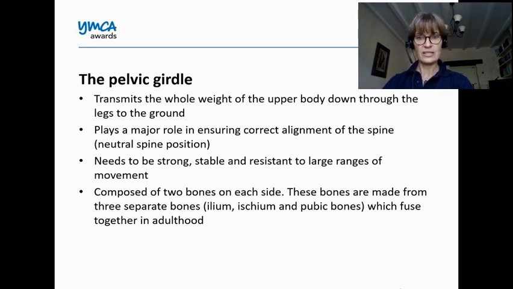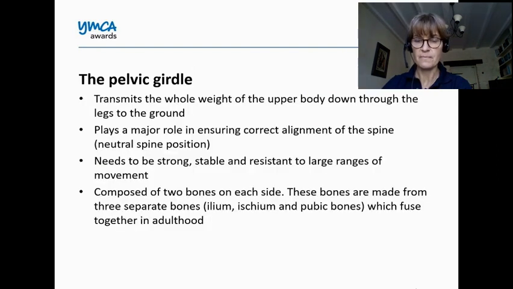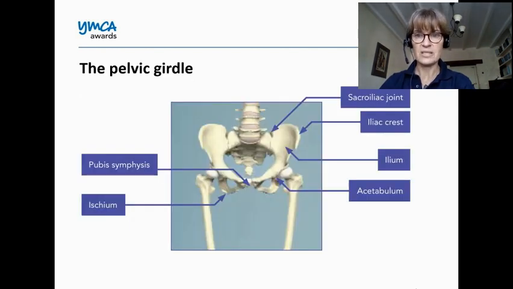So it has to be strong and stable, and it's got to be able to cope with these real high amounts of stress that we put down through it in sort of running and moving movements that we do. So you've got 2 bones on either side. You've got your ilium, your ischium, and you've also got your pubis. The 2 bones are composed of 3 separate bones, your ilium, your ischium, and your pubic bones. And these all fuse together. So it's not easy when you're looking at the image to see which bit is which.